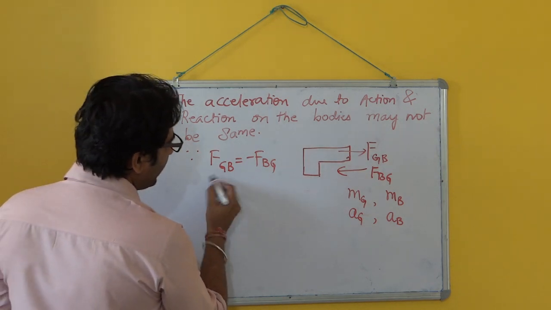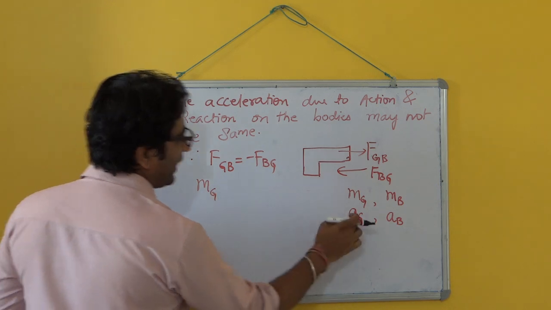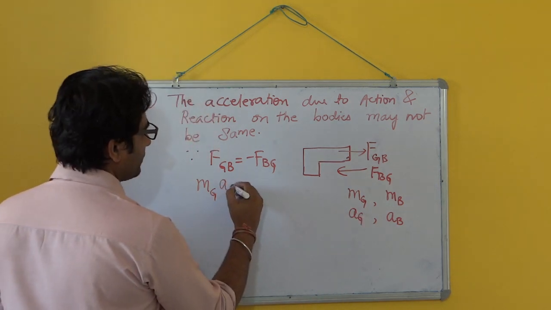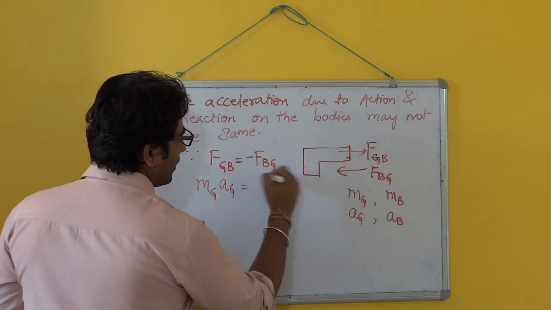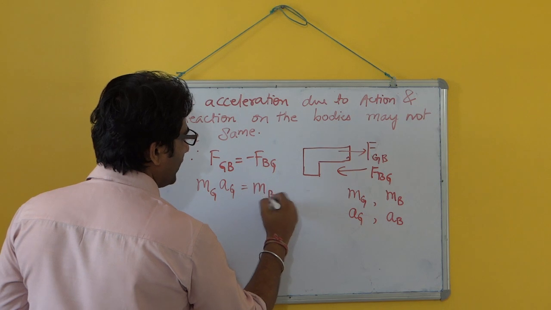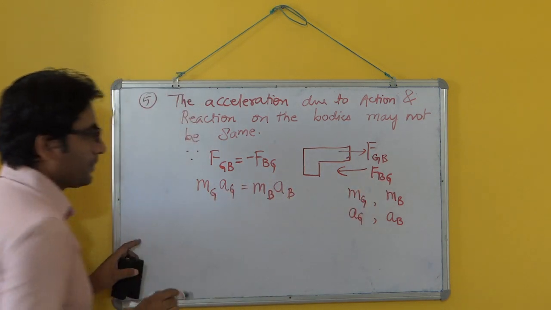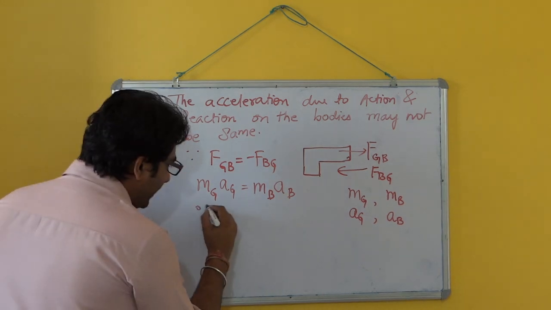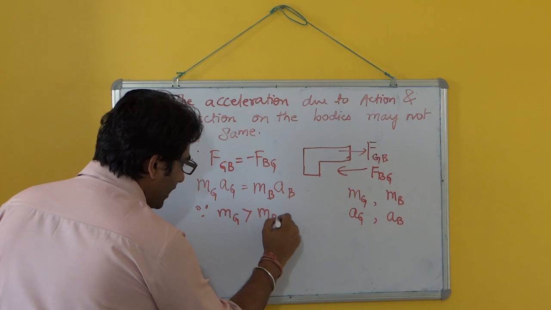So this F gun is mass of the gun multiplied by acceleration of the gun. It is equal to FBG. FBG is what? Mass of the bullet and acceleration of the bullet. Now we know that the mass of the gun is more as compared to the mass of the bullet.